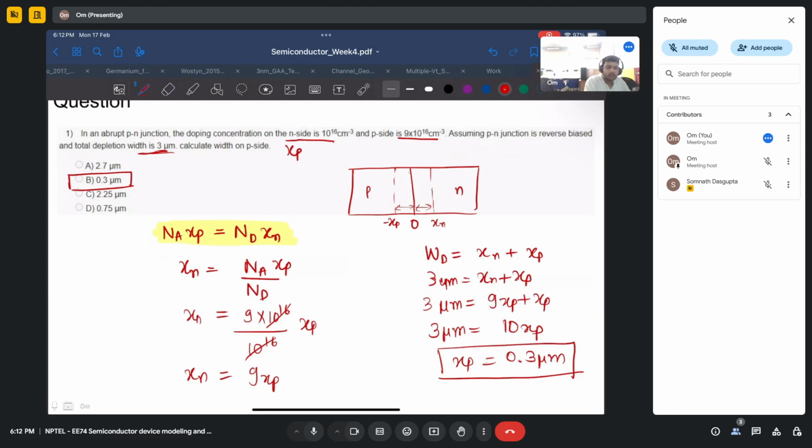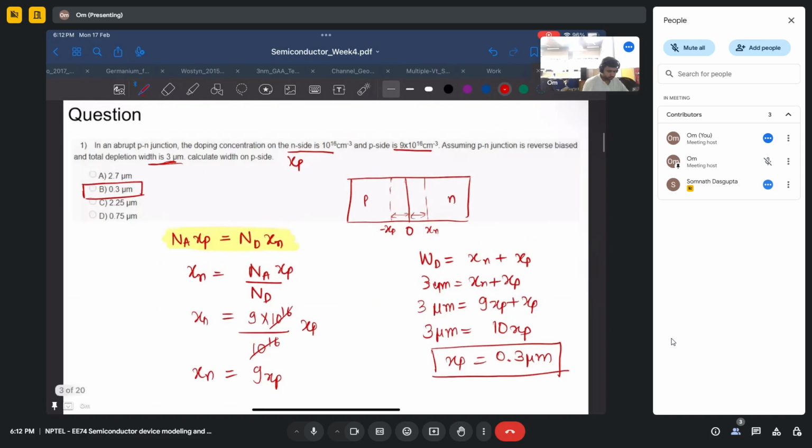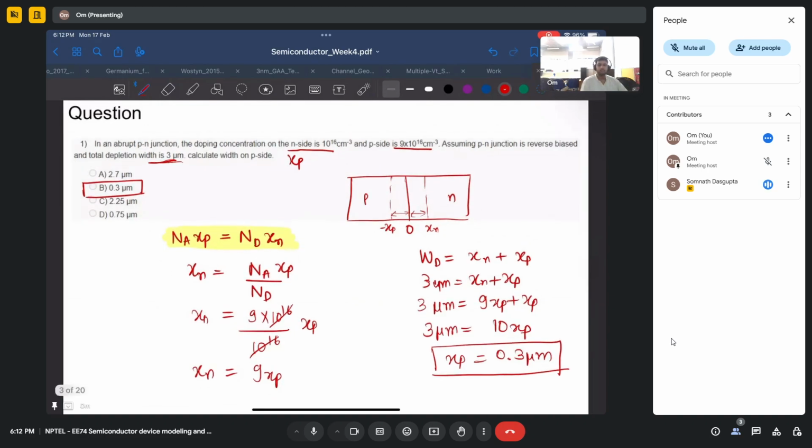Is this clear? Yes, sir. Yeah. Did you use the same approach or were you doing something else? No, sir. Based on charge neutrality, sir. Okay, great. So let's see the next one then.